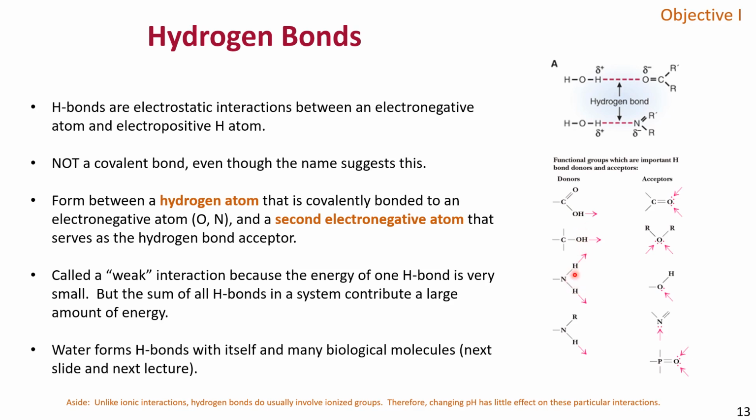These hydrogens are going to be delta positive because they're attached to an electronegative atom. And then over here, of course, we have an electronegative atom. That's going to be the delta negative. That's going to set up the negative side here.